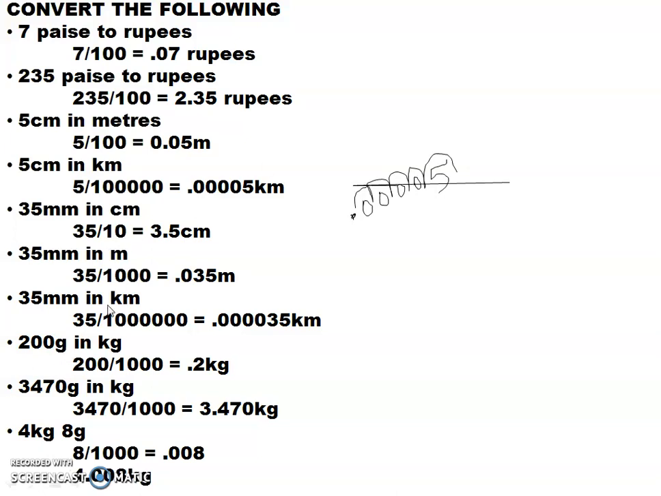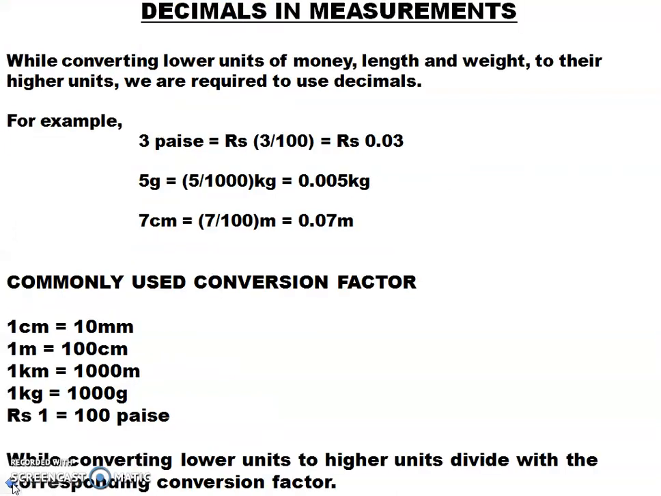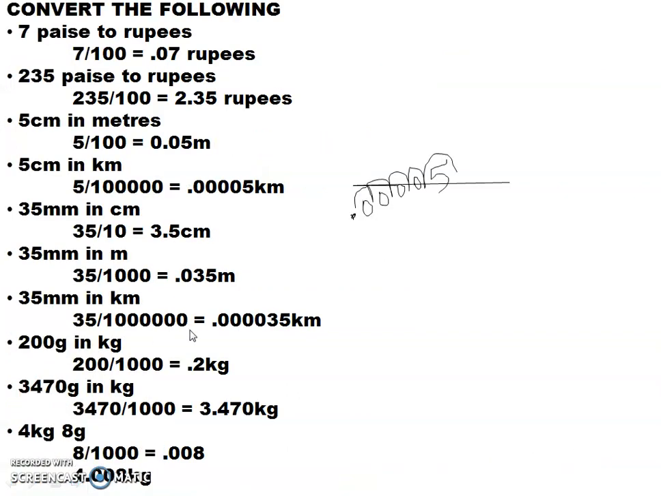Now, 35 millimeter in kilometer. What you are going to do is, you are going to convert millimeter to kilometer. From millimeter to kilometer, how many zeros? If you are converting to centimeter, 1 zero. Again, if you are converting to meter, 2 zeros. Again, meter to kilometer, you have 3 zeros. Totally, how many zeros are there? 1, 2, 3, 4, 5, 6. So, if you want to convert millimeter to kilometer, you want to divide by 10,00,000. Clear?